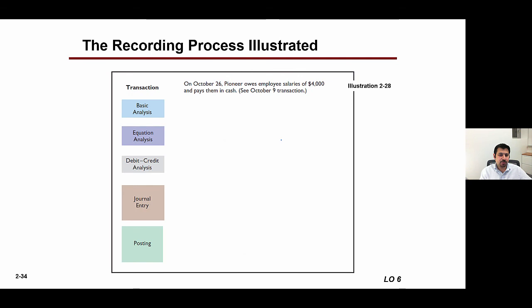On October 26, Pioneer owes employees salaries of $4,000 and pays them in cash. So what did we do here? We paid the employees that we hired earlier. Now is the time when we actually record the transaction. So we pay them in cash, so cash is involved, and salaries and wages expense is also involved. What happened to cash? Cash decreased 4,000 and our salaries and wages expense has increased 4,000.